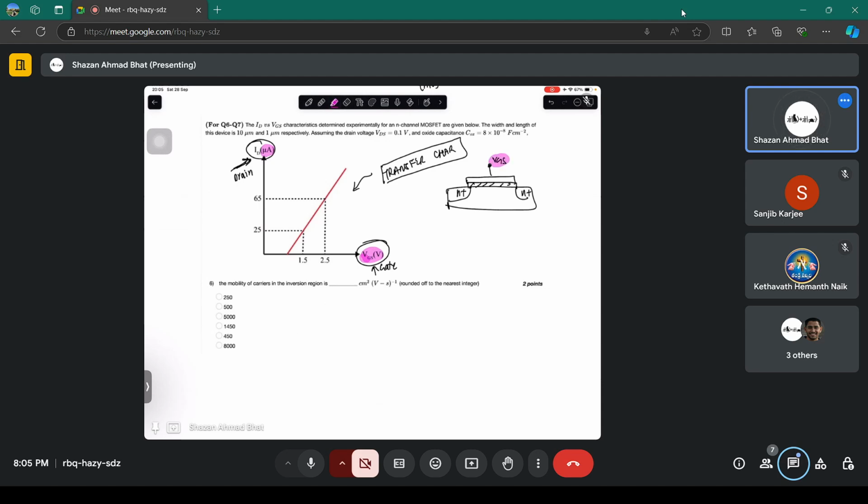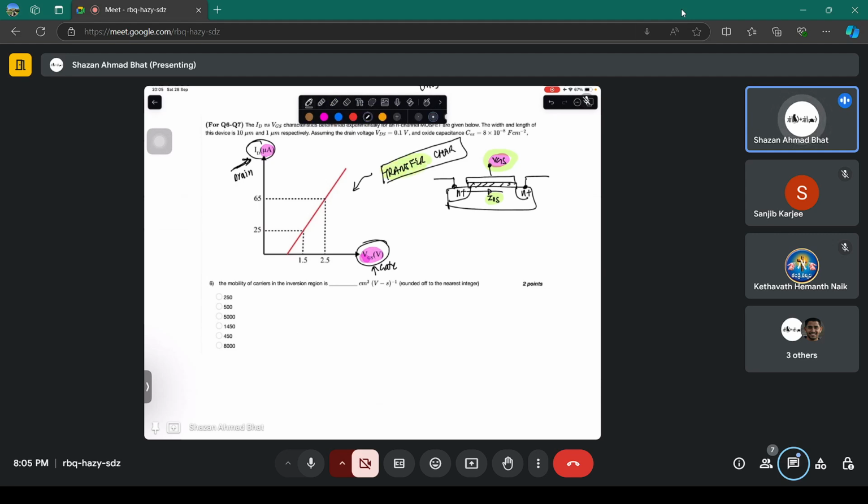You are varying this, but you are getting change here in the IDS between these two terminals. This is like an indirect change in the IDS because of VGS. Usually IDS should change because of application of voltage at these two terminals. But in the transfer characteristics, you are measuring the change in IDS because of the VGS. That's why the word transfer is used.